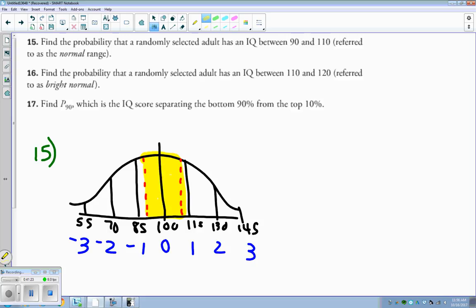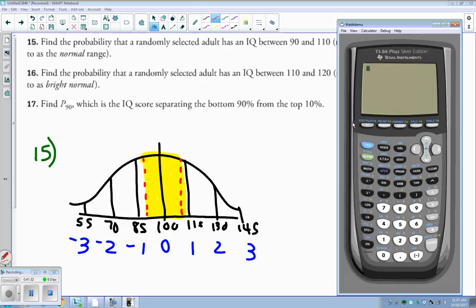So I'm going to use my calculator, and because I don't have those normalized scores, I'm going to take the easy way out. I'm going to pull my calculator up and say second distribution. I'm going to cursor down, and since I'm finding an area, I'm going to cursor down to number 2, the normal curve. My lower limit is what? 90. My upper limit is 110. And I have my non-standard, so I'm going to leave them just like that. I'm going to cursor down.